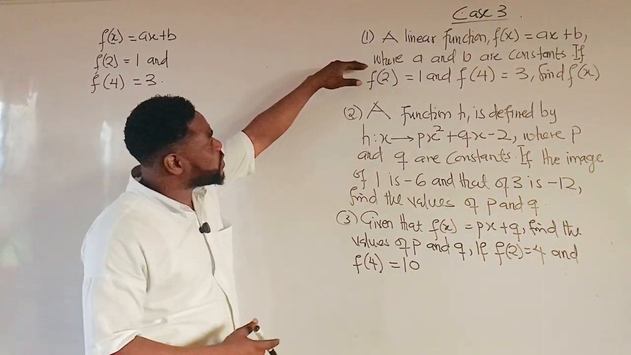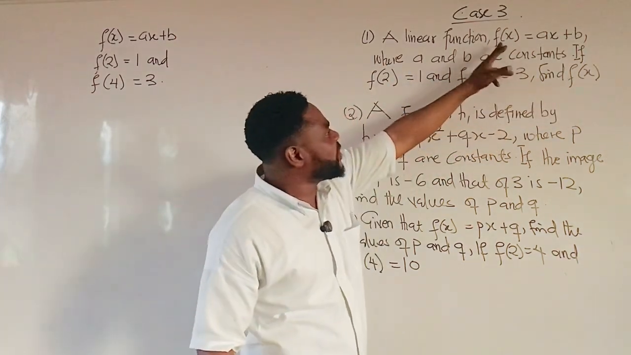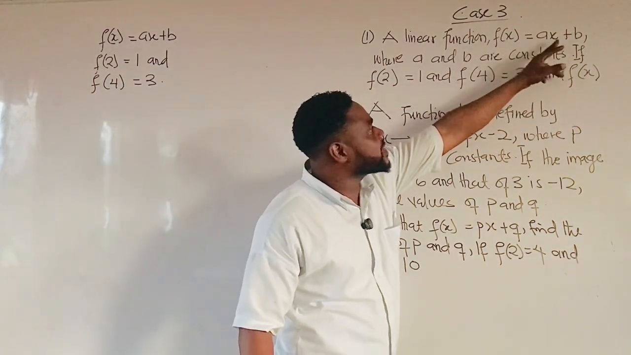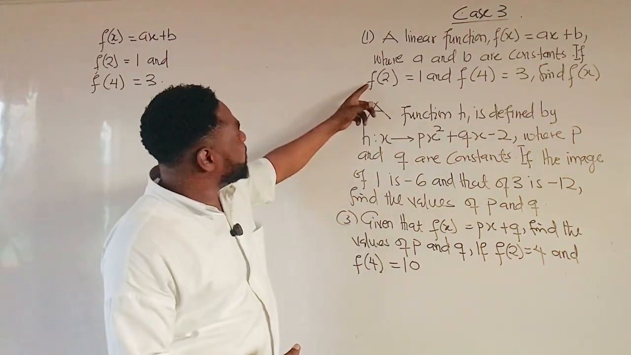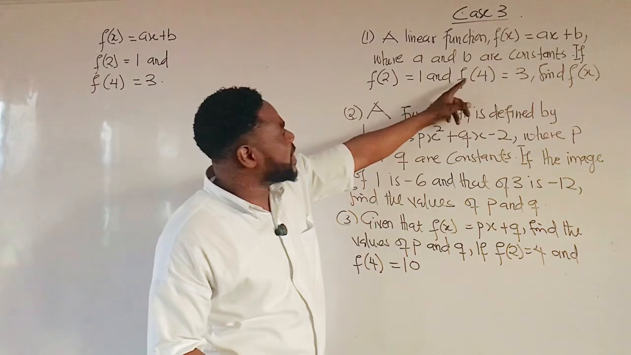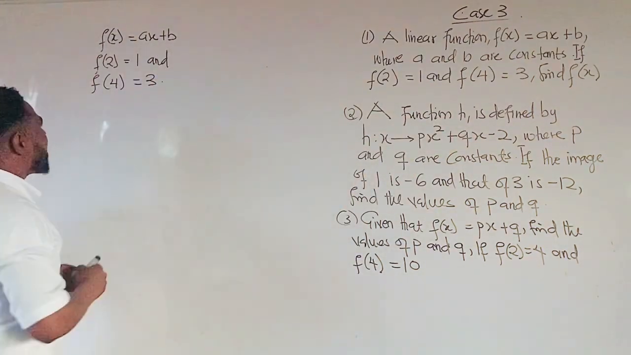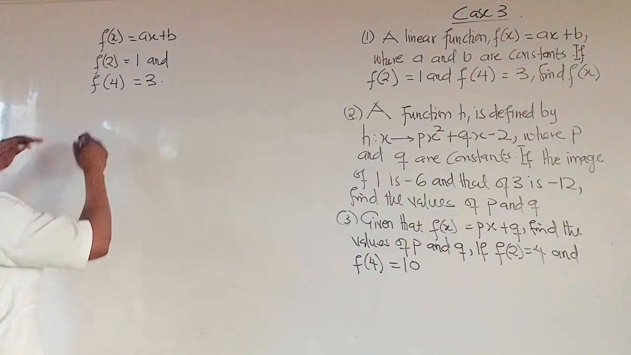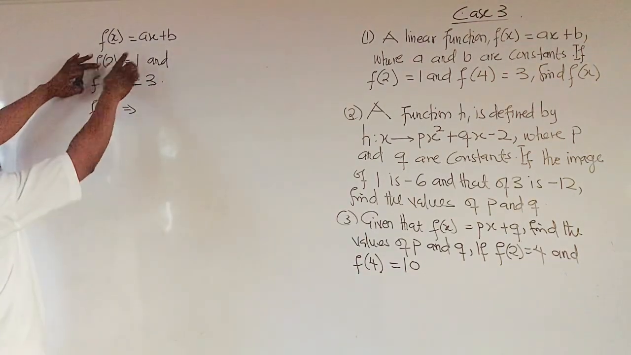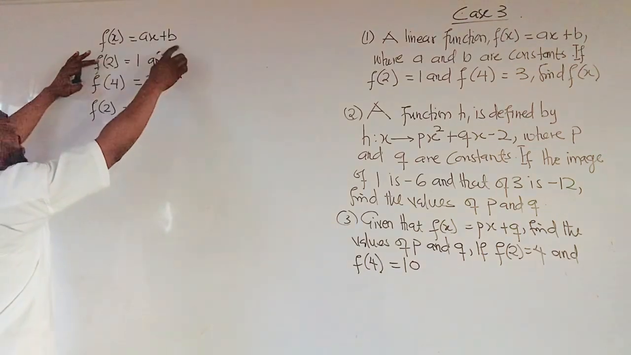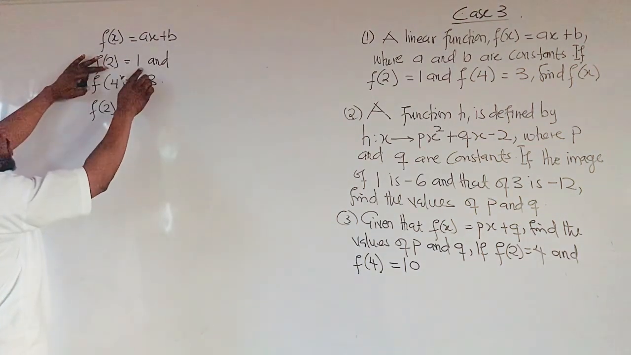Hi viewers, we want to look at how we can solve the following function questions on the board. Let us look at question number 1. We have been asked to find f of x, and f of x is equal to ax plus b, where a and b are constants. We have been given f of 2 equal to 1 and f of 4 equal to 3. From the question, we can present this data here. Now, let's see what we can do. Now, for f of 2, this implies that anywhere we see x in this function, we need to replace it with 2, all right? And everything must be equal to 1.